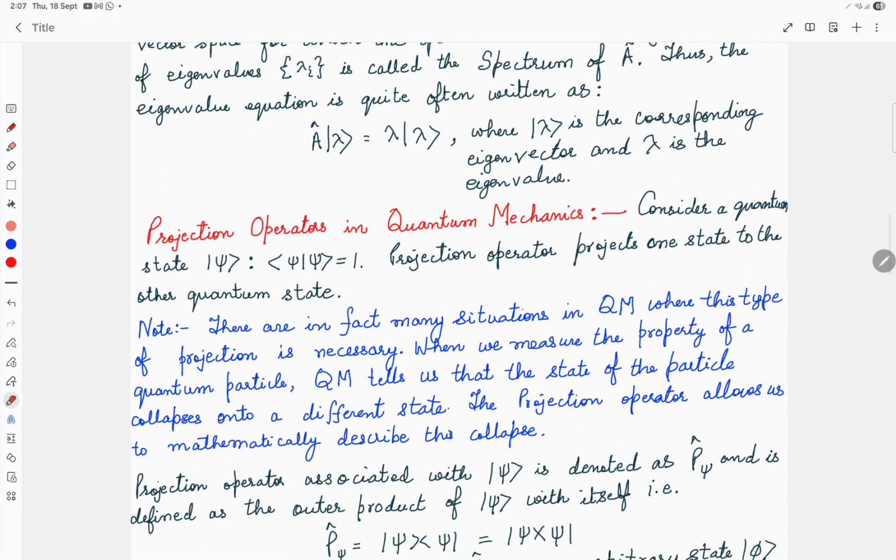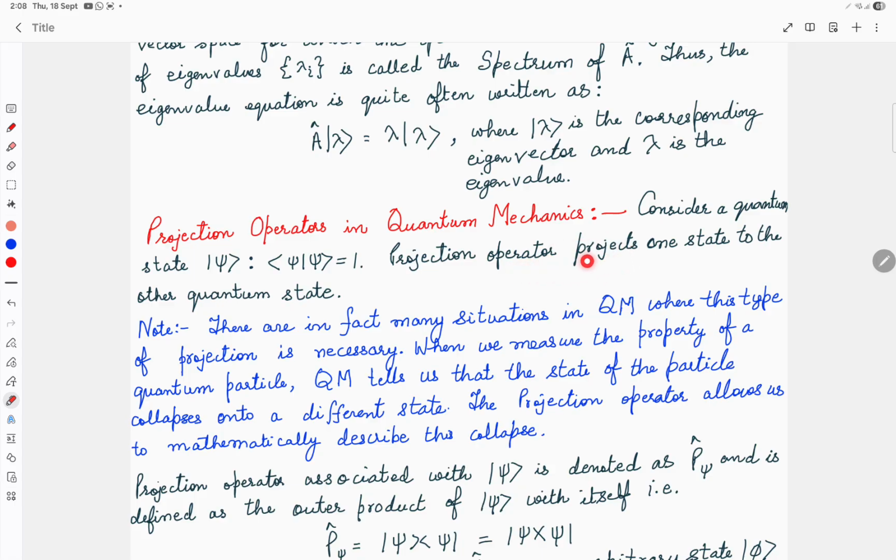Now one very important concept in quantum mechanics is known as the projection operators. We will cover the projection operators in this video lecture only, because it is also related to the representations of the quantum states. Now consider a quantum state ket psi which is normalized. How do we say that? Because the inner product is 1. The projection operator projects one state to the other quantum state.